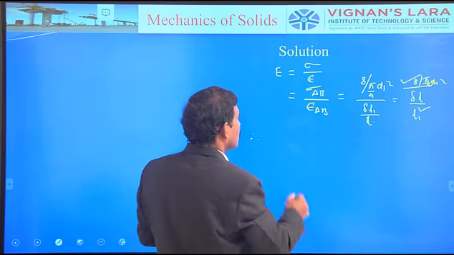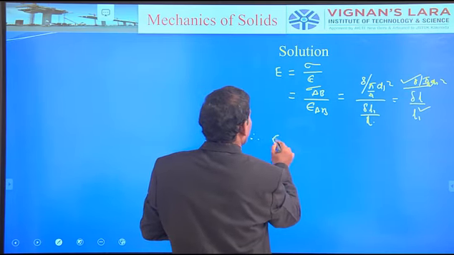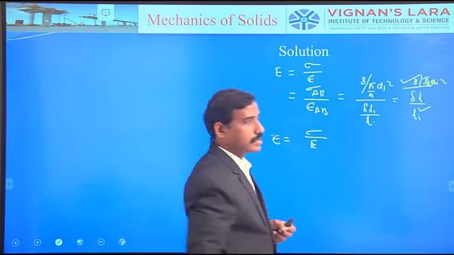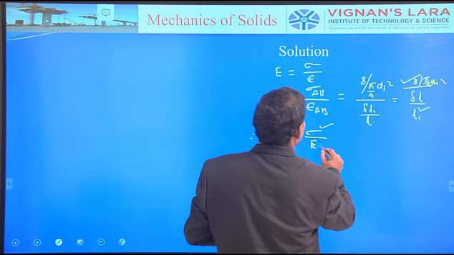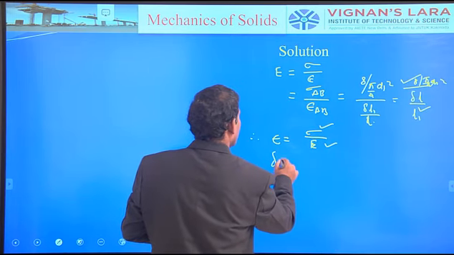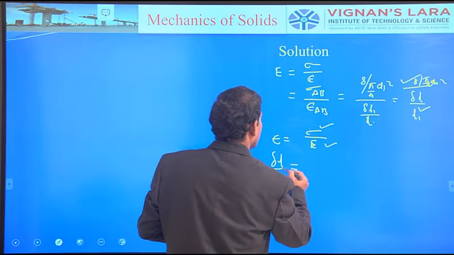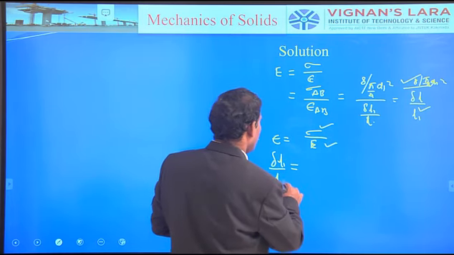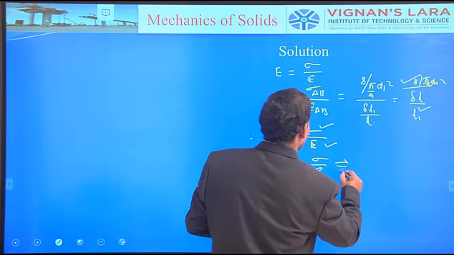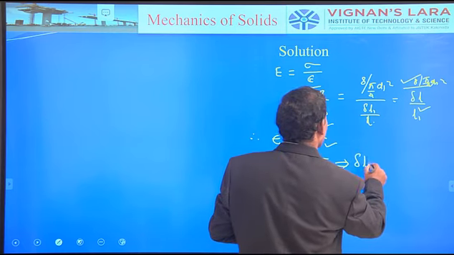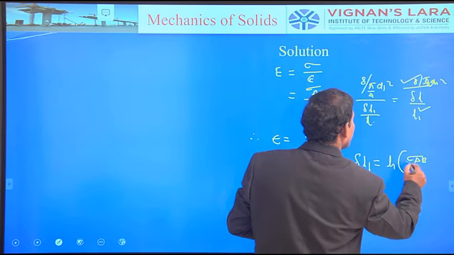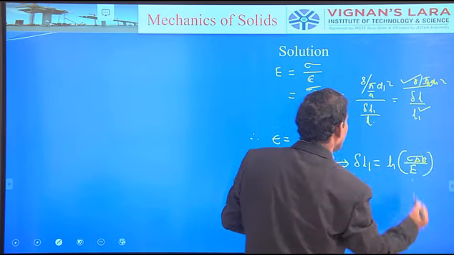Therefore, from this equation, E is equal to stress by strain. We know the stress and we know the Young's modulus. From this equation, delta L by L, that is delta L1 by L1, is equal to stress divided by Young's modulus. This implies delta L1 is equal to L1 into the stress developed in the portion AB divided by E.